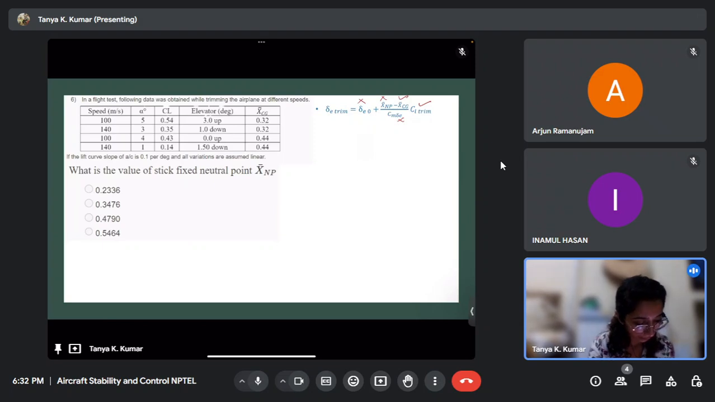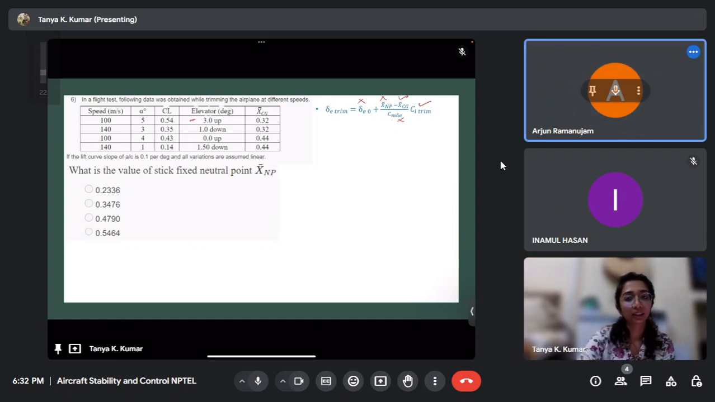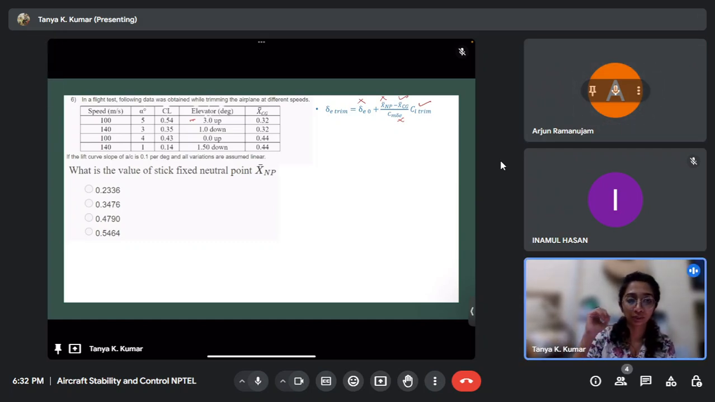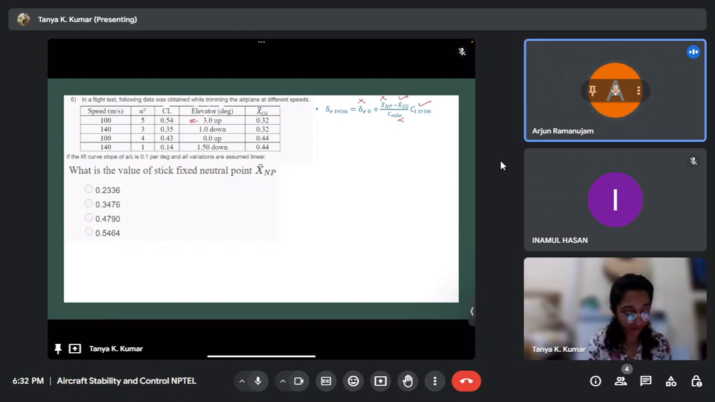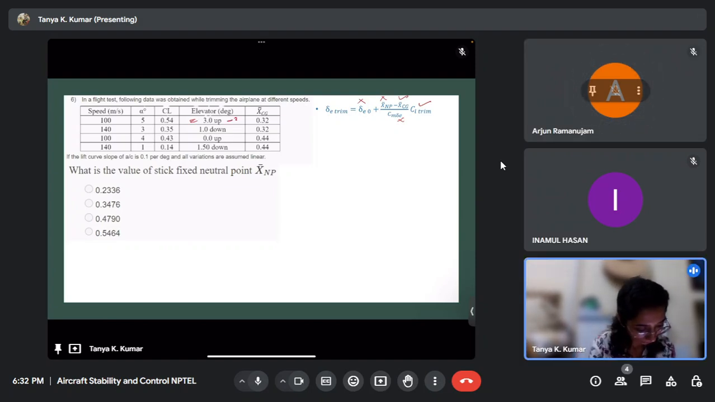Before that, when I say elevator deflection up, so when I say 3 degrees up, is it positive or negative according to our sign convention? Our convention was deflection of elevator down is positive, so this is negative. So this will be -3. This is +1. This is 0. And this is +1.5. Alright.